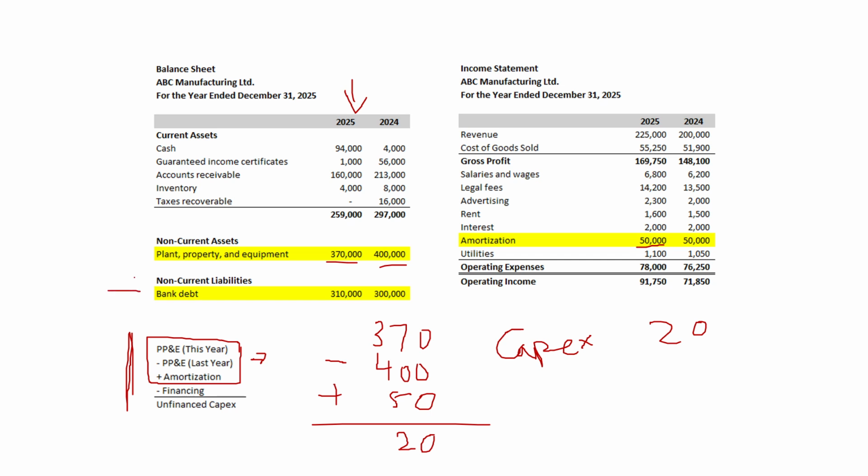Okay, so here, notice on the non-current liabilities in the balance sheet, the bank debt increased from 300,000 to 310,000. So that means that they borrowed an additional $10,000. So we can use that as financing, right? And then we have to subtract. So let's say they borrowed $10,000 for PP&E. That's financing.